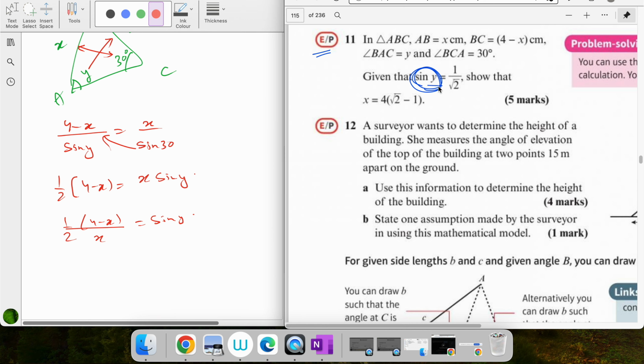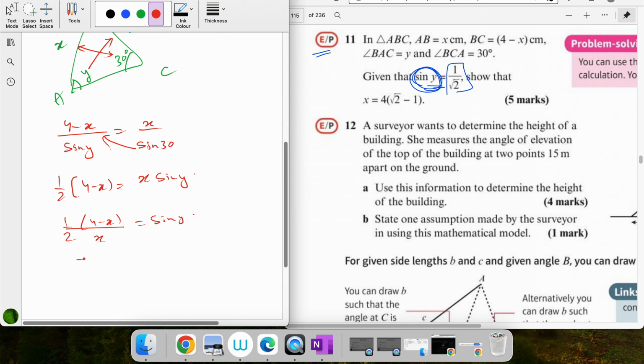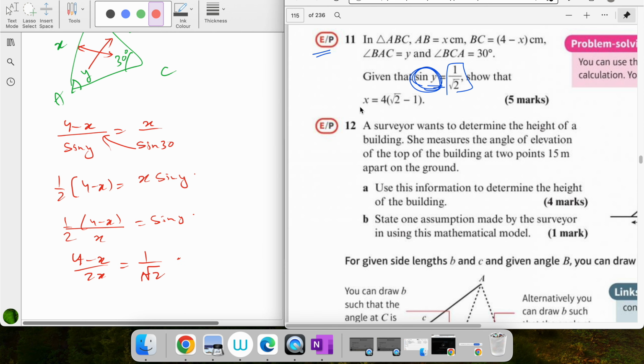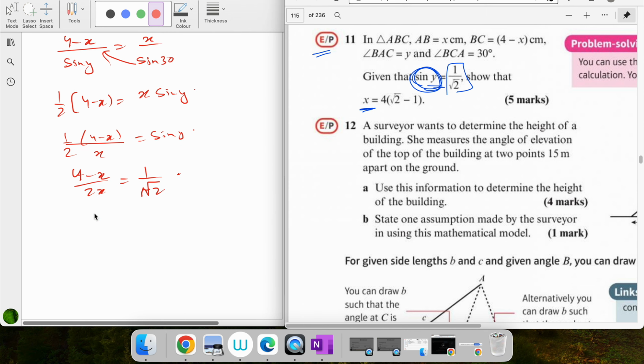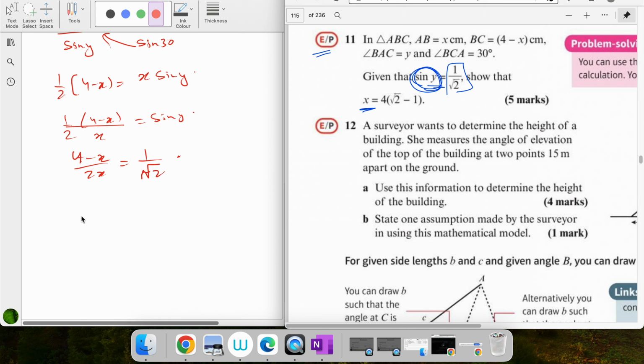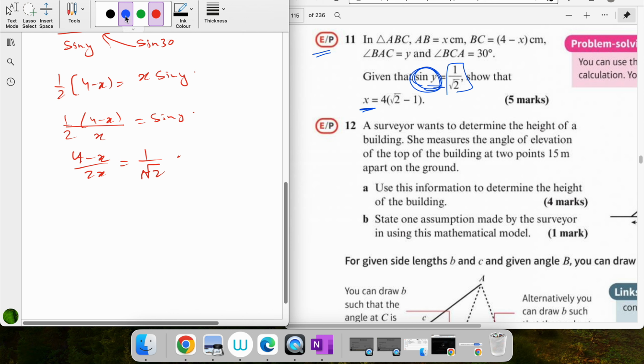And we are given that sine y is equal to 1 by square root 2. So 4 minus x over 2x is equal to 1 by square root 2. And we have to make x the subject. So we just keep on rearranging. Into square root 2 is equal to 2 on the other side. This is 2x. 4 square root 2 minus x square root 2 is equal to 2x.